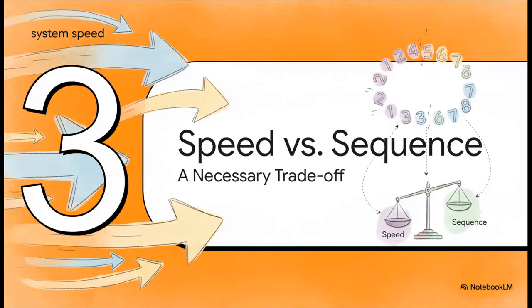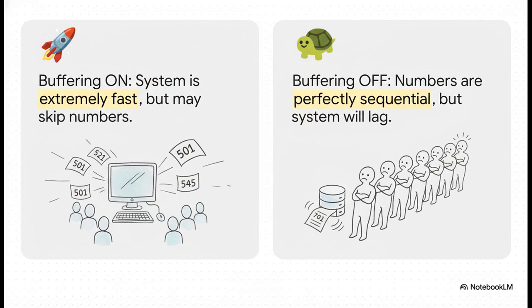When you boil it all down, it really comes to a necessary trade-off. Do you want speed, or do you want a perfect sequence? This chart really lays it all out. With buffering turned on, you get an extremely fast system, but yeah, you might skip some numbers.